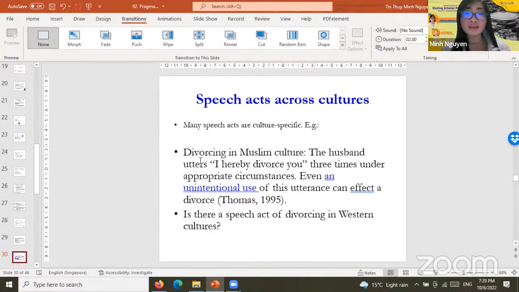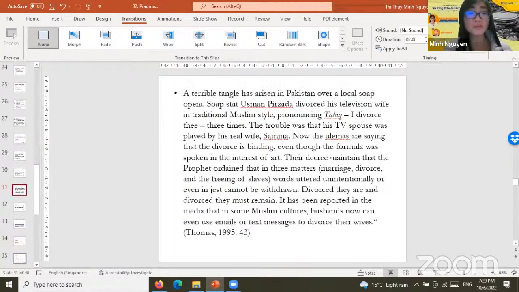The husband utters, "I hereby divorce you" three times under appropriate circumstances. So there must be an appropriate context. Even an unintentional use of this utterance can effect a divorce. So what she said is the speech act of divorcing exists in the Muslim culture, and this is the example that she provided.